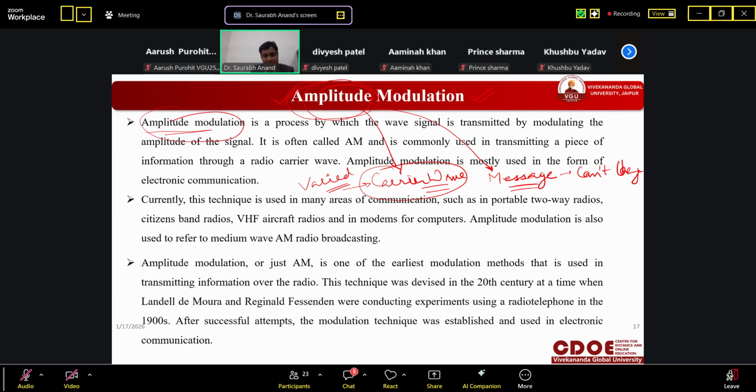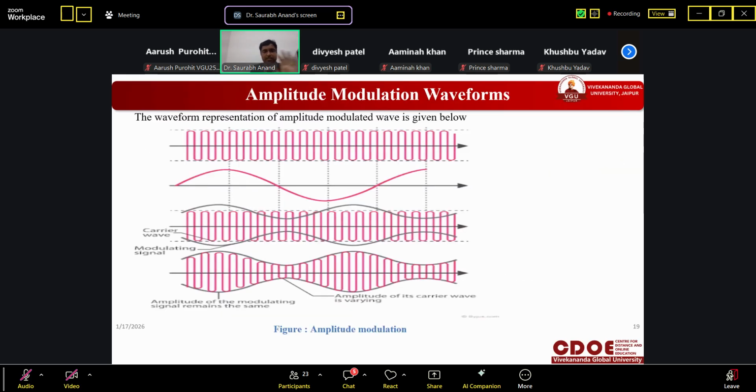Right? How we are varying, I will show in the diagram. You can see here, this is the way. This is the carrier. This is your message signal. This is your actual information, right? Message means information, and the carrier is the high frequency. Now, how can you say that it is high frequency and it is low frequency? So this is high frequency, this is low frequency.